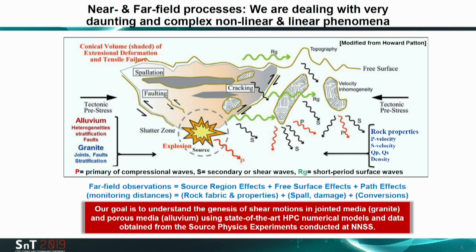The goal is really to understand from the far field observation the effect of the source region, the free surface effect, and the path effects. That will help us assess how much of the energy goes into shear motion versus the other pieces. The goal is to look at this in two media, essentially alluvium and granite. Granite is the SPE phase one, and alluvium is the SPE phase two.